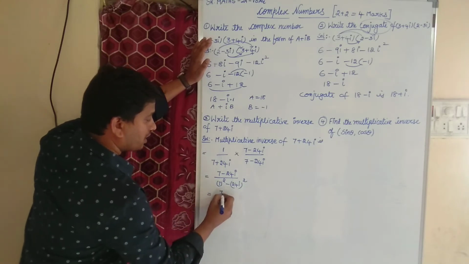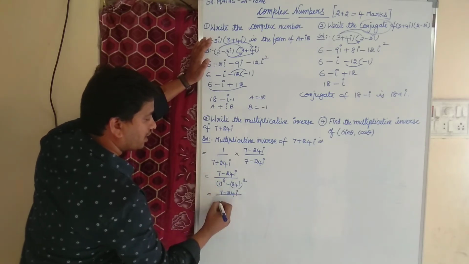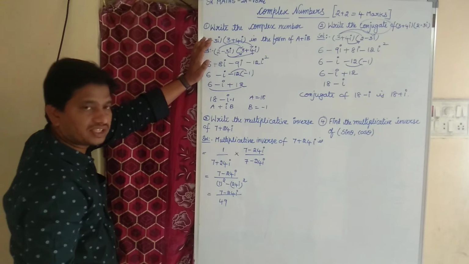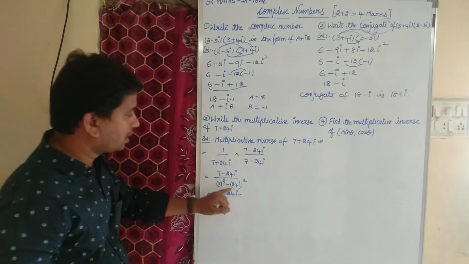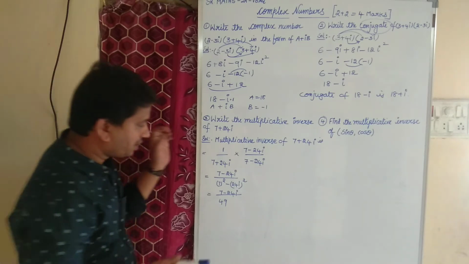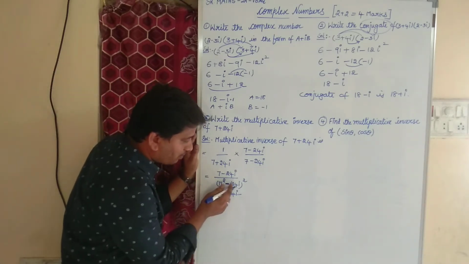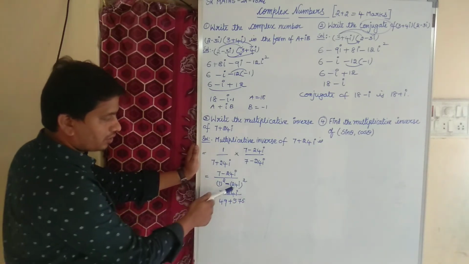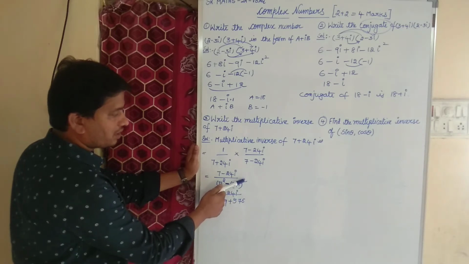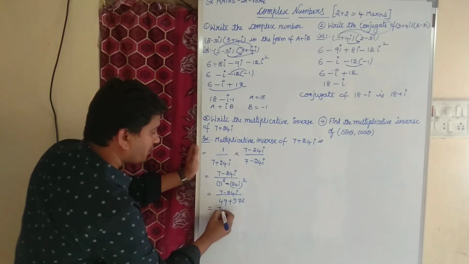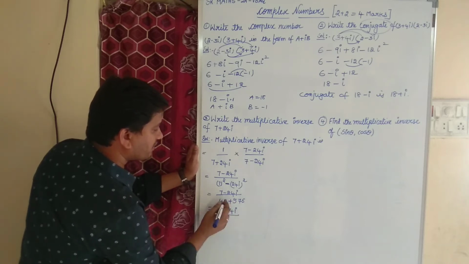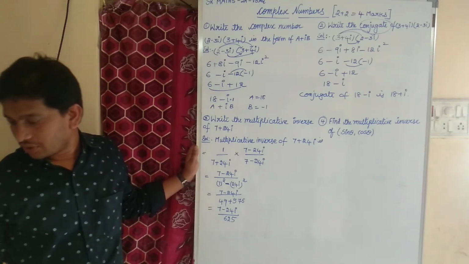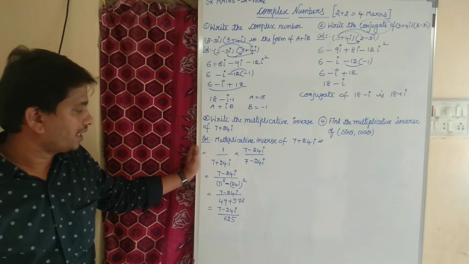So 7 minus 24i divided by 7 square, which is 49. Children, listen carefully. 24 square is 576, 24 into 24 is 576, and i square value is minus 1. But in front we have minus, so minus into minus becomes plus 576. 24 square value 576, i square value minus 1, minus into minus plus. So 7 minus 24i divided by 576 plus 49, which is equal to 625. So 7 minus 24i by 625.